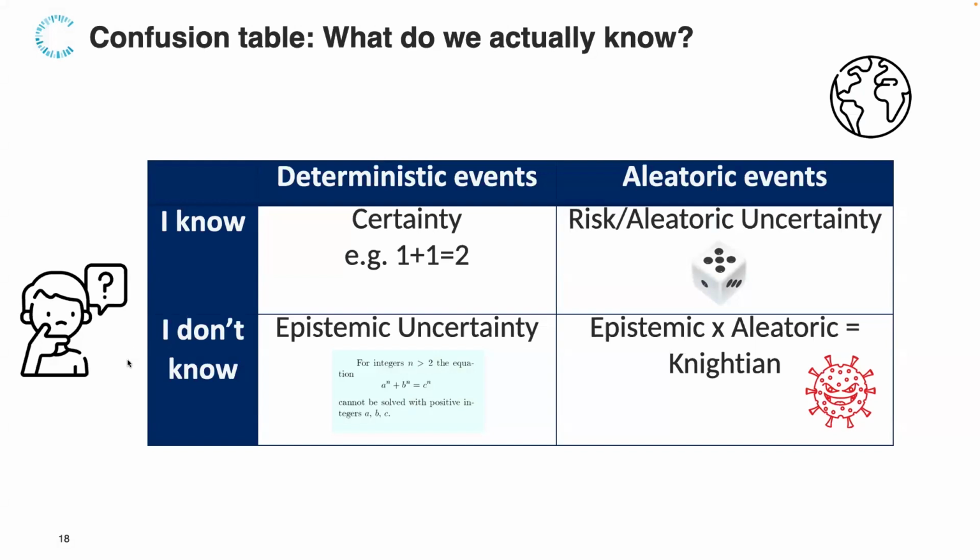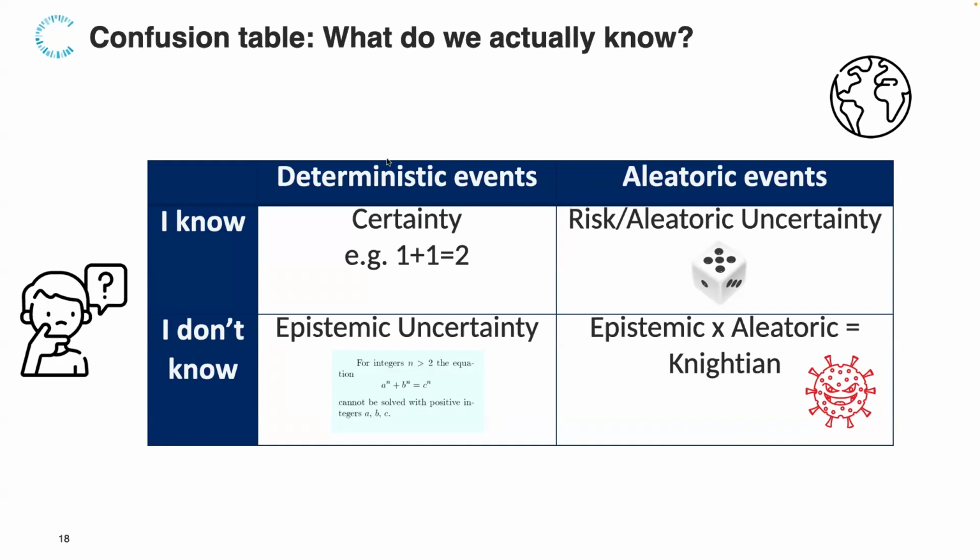One is an agent, or machine learning model, or statistician. You have the world. Okay. I'm going to say the world has deterministic events and aleatoric, or uncertain, or stochastic events. And from an agent perspective, I either know or I don't know. So I assume these four discrete states, and you will get this table.